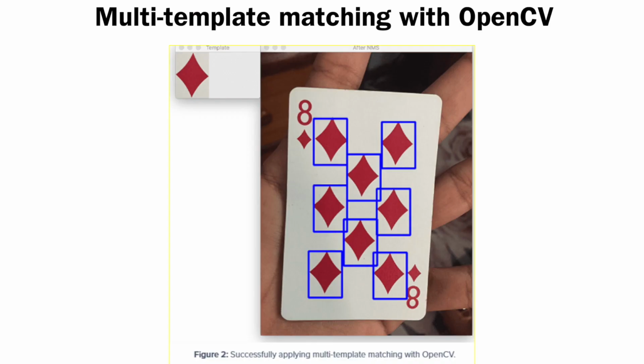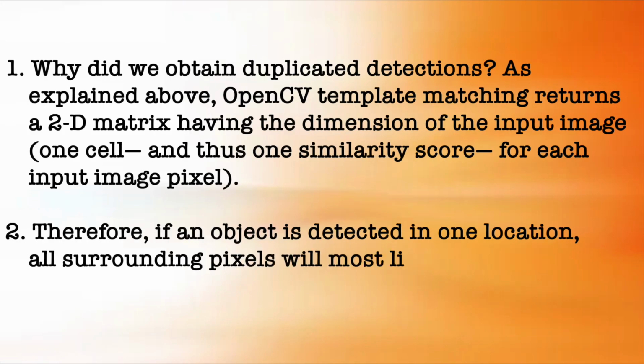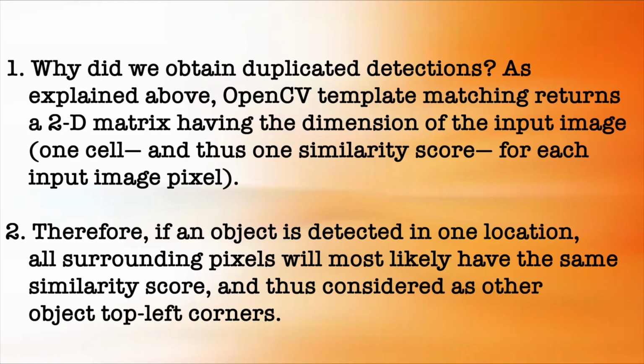Here we can see multiple template matching in the OpenCV function, with overlapping and non-overlapping boxes. All the diamonds are detected with blue boxes using template matching. Why did we obtain duplicate detections? As explained above, cv2.matchTemplate returns a 2D matrix having the dimensions of the input image, with one cell, and thus a similarity score, for each input image pixel. Therefore, if an object is detected in one location, all surrounding pixels will most likely have the same similarity score and thus be considered as other object top-left corners.